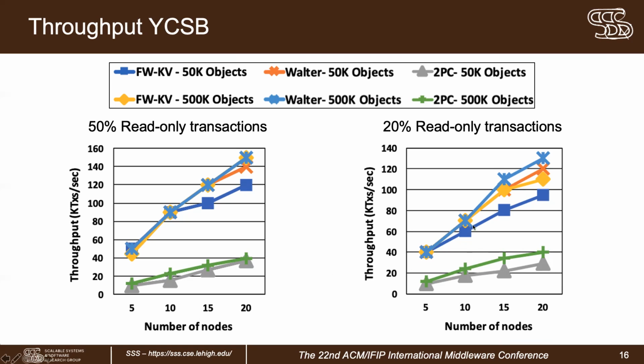In this plot, when we have 20% read-only transactions, using 50K keys, the gap between FWKV and Walter is 20%, and using 500K keys, the gap between FWKV and Walter is 16%. In the right plot, when we have 50% read-only transactions, using 50K keys, the gap between FWKV and Walter is 15%. And using 500K keys, there is no gap between Walter and FWKV.